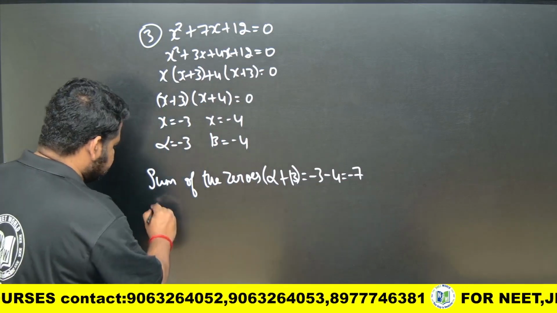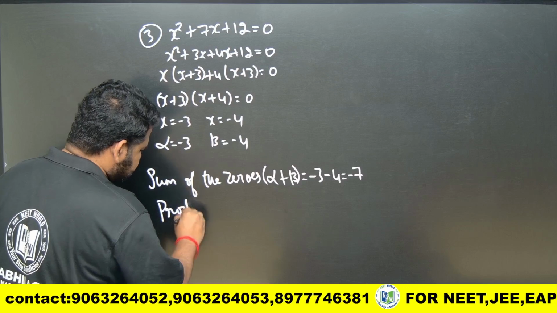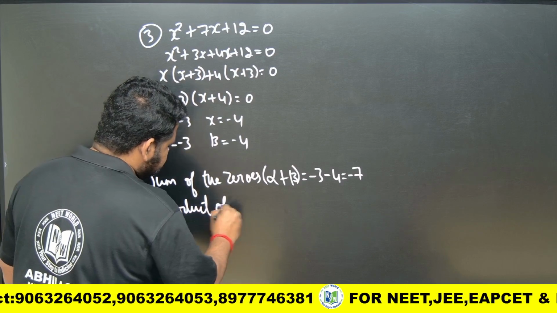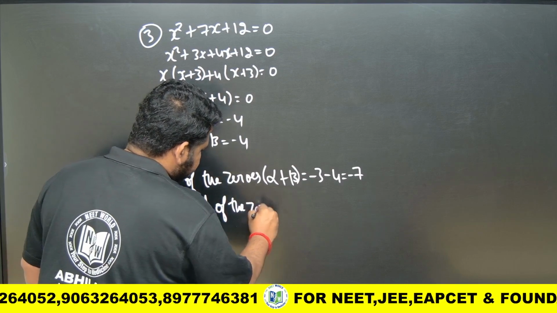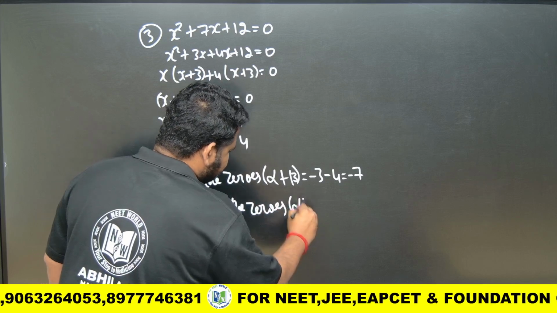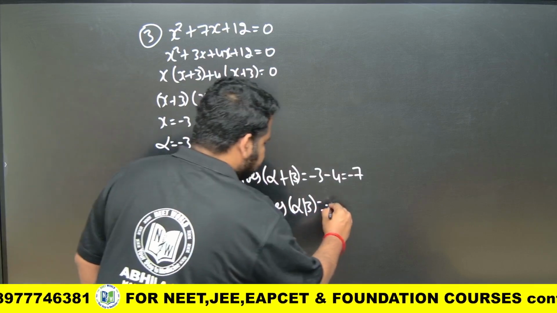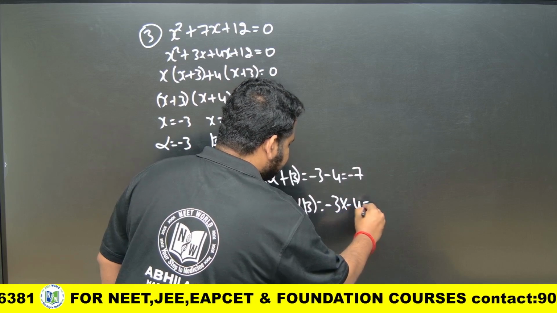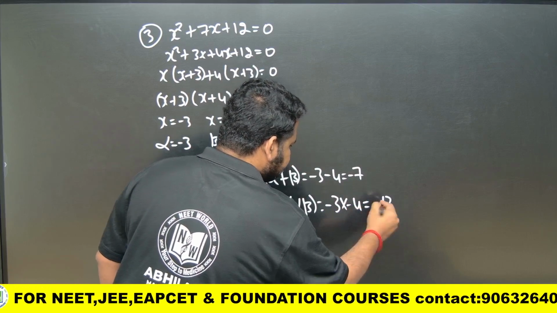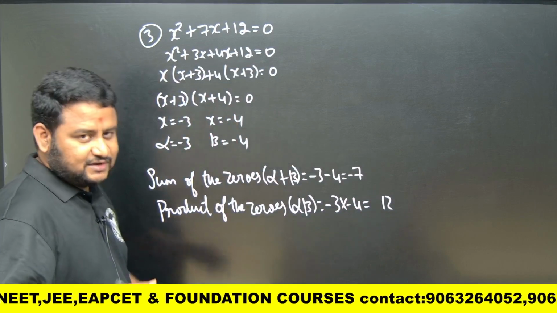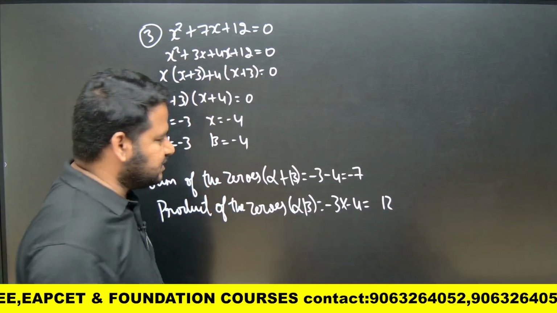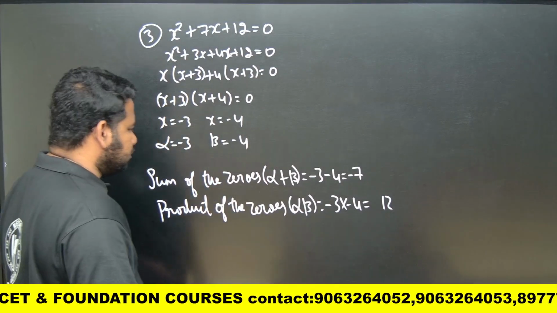Okay, next is product of zeros. Product of the zeros is alpha into beta. Directly multiply this, that is minus 3 into minus 4. If I multiply, 3 4s are 12. Sorry, minus into minus is plus. Got it? So this will be plus 12. Now what I have to do? Let me write it here.